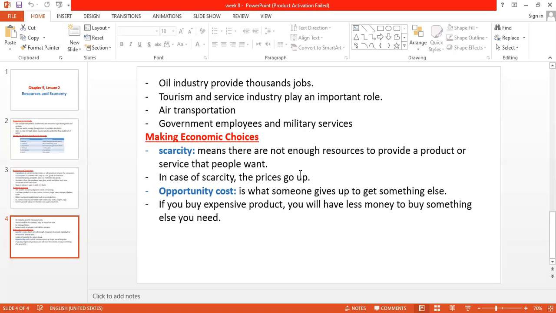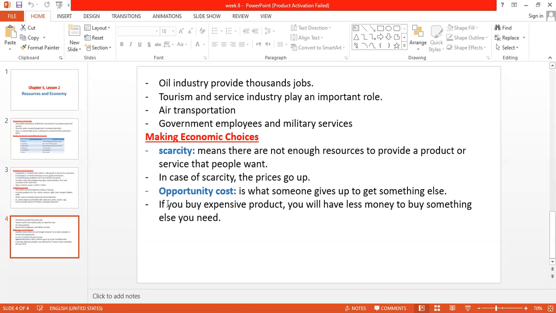Now, the water in Saudi Arabia is very expensive. The petrol in America is very expensive. Why? Because America doesn't have too much petrol and Saudi Arabia doesn't have too much water.